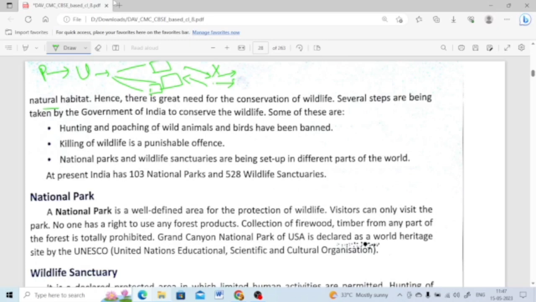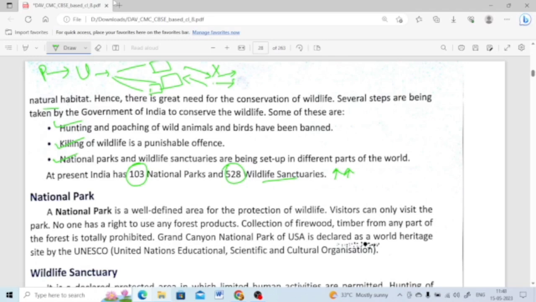Some of these are banning hunting and poaching of wild animals and birds, and the killing of wildlife. National parks and wildlife sanctuaries are being set up in different parts of the world. At present, India has 103 national parks and 528 wildlife sanctuaries, and this number keeps on increasing. Do check the current number of national parks and wildlife sanctuaries and inform us through the comment section below so that you and I both can learn hand in hand.